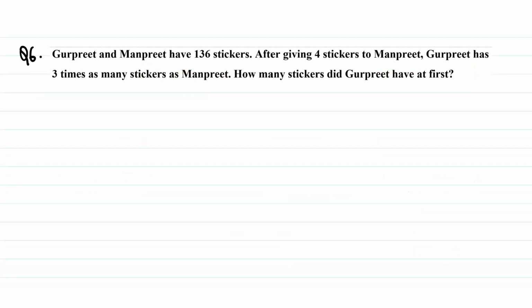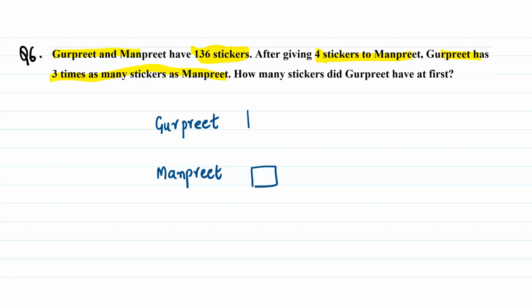Okay, here let's read the next question. Gurpreet and Manpreet have 136 stickers. So they are having 136 stickers altogether. After giving 4 stickers to Manpreet, Gurpreet has 3 times as many as Manpreet. So let's start from the end. Gurpreet has 3 times. So how many boxes will be there for Gurpreet and how many for Manpreet? Yes, it's right. We'll have 1 box for Manpreet and 3 boxes for Gurpreet.